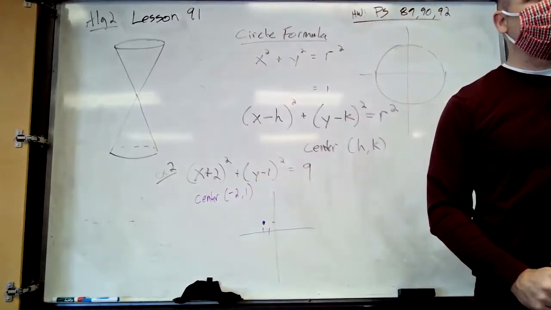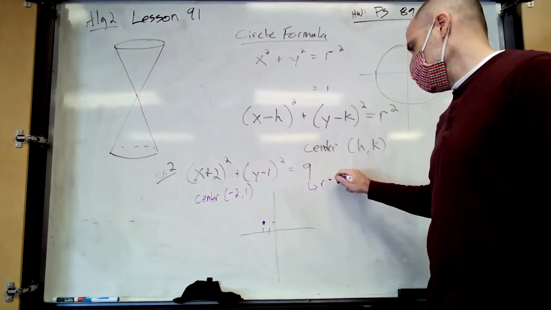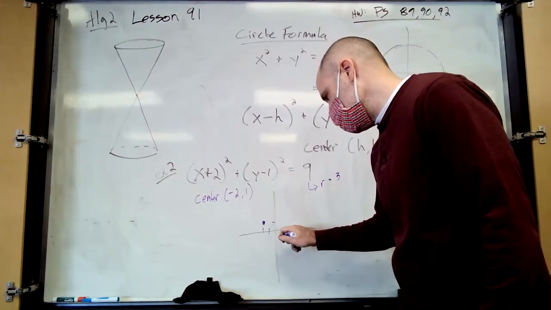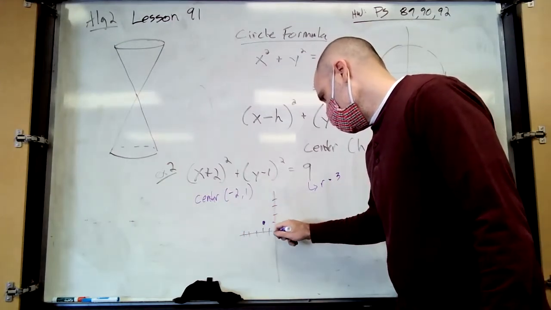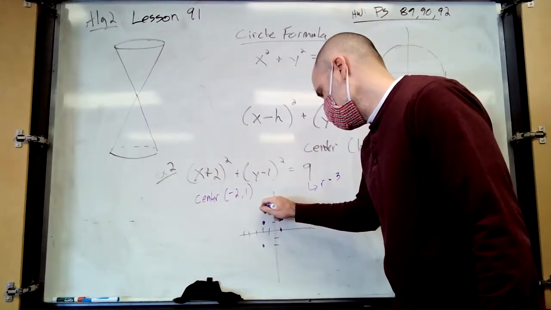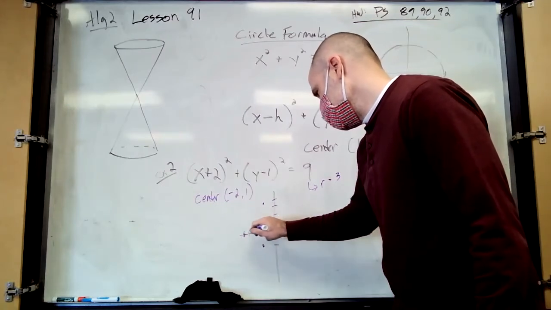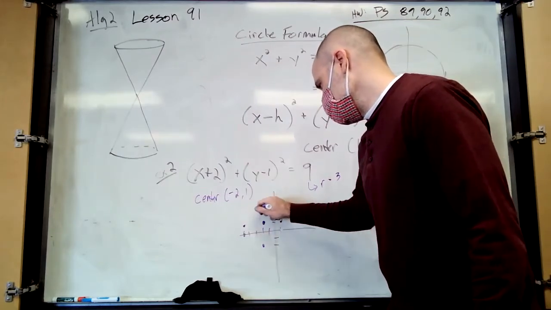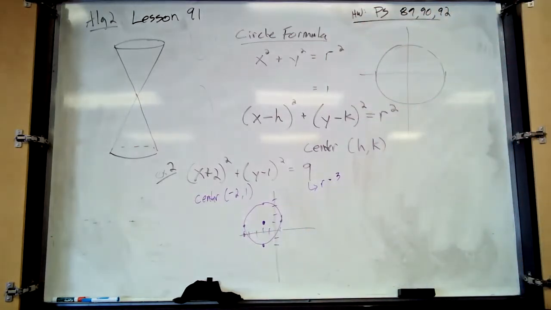What's the radius? 3. It's the square root of that. Radius is the square root of 9, which is 3. So basically, you can do this. 1, 2, 3, 1, 2, 3, 1, 2, 3. Put some points there. And then, oops, goes right there, right there. And then do your best circle. Okay? I do better circles when I don't have the dots, but that's it. That's pretty simple, right?